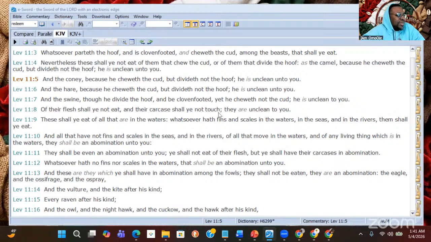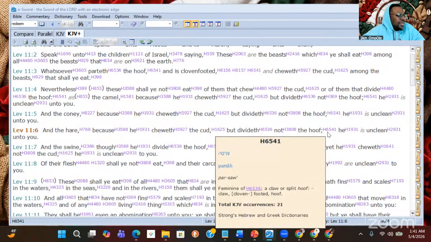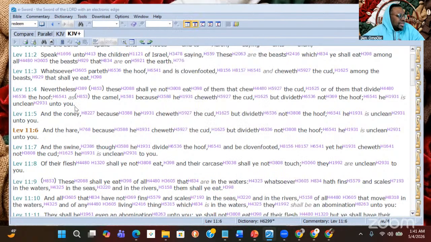What do you mean by hoof, though? Are you actually talking about their feet? You're not talking about their feet. What is a hoof? Parted and then claw or split hoof. Foot. Okay.